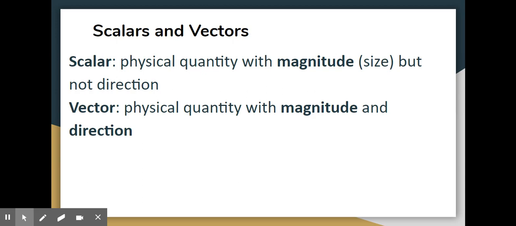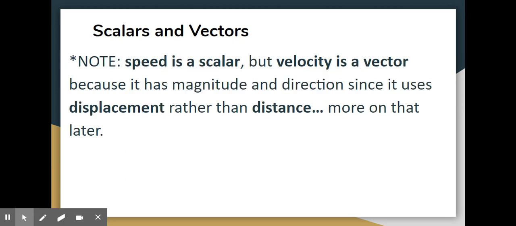The power of a vector is that this quantity has magnitude and it has your units, but it also gives you a direction. So it doesn't just tell you how fast something is going, it tells you how fast and in what direction. So this is super important. And again, that's that difference between displacement and distance that we talked about before. Distance being a scalar and displacement being a vector. Speed is a scalar, velocity is a vector, and velocity has magnitude and direction since it uses displacement. Speed uses distance, so it is a scalar.